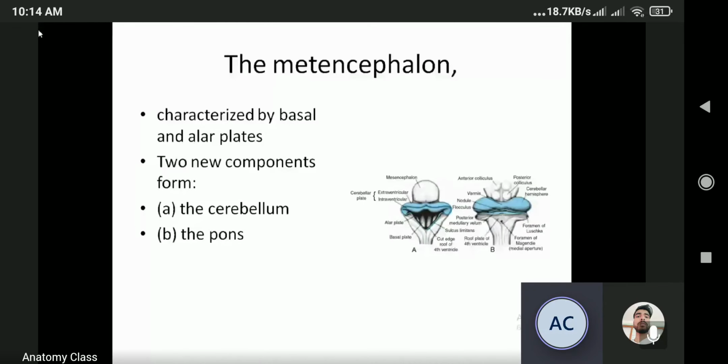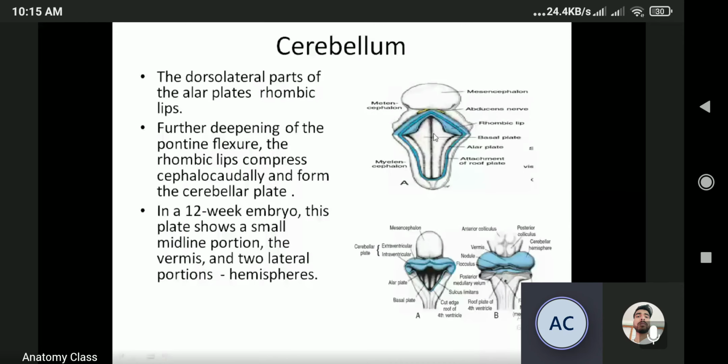It is characterized by the alar and basal plates. The metencephalon is characterized by the alar and basal plates. So two components, that is cerebellum and pons, are forming over here. So cerebellum, how is it formed? In the dorsal lateral part, look at it, this is the alar plate. So in the dorsal lateral part of the alar plate, the rhombic lip is forming. Look at it, this is the rhombic lip.